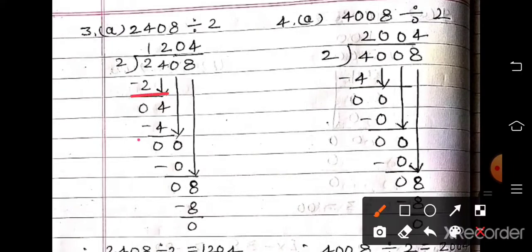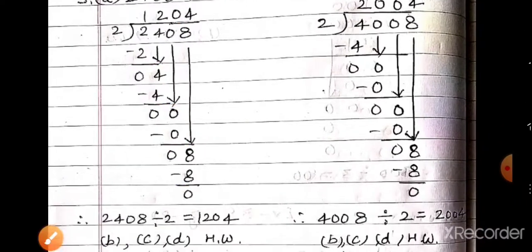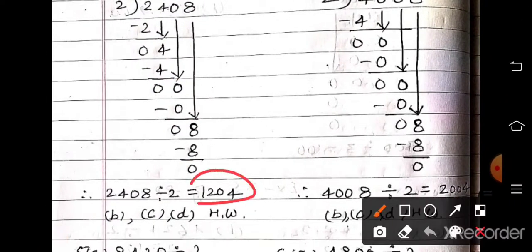Then 2 2 ja 4. Then 0 times. And again last 2 4 ja 8. Okay, so answer is 1204. Okay, so B, C, D is your homework.